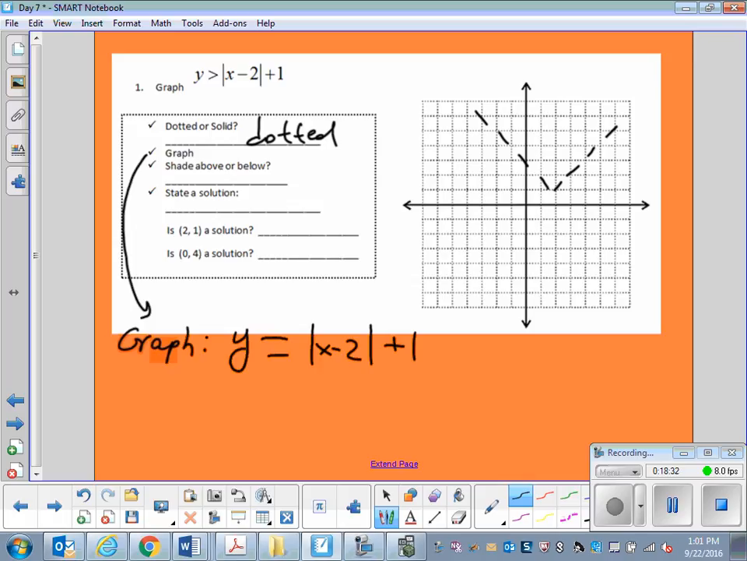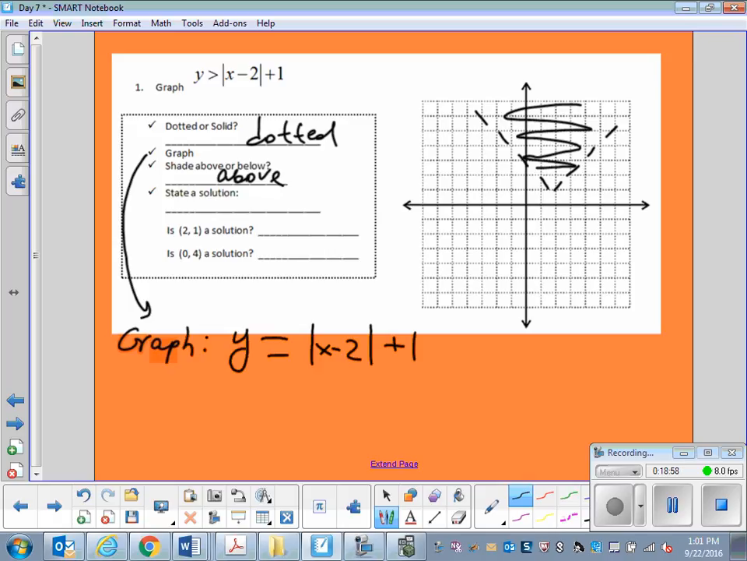So then I shade above or below? Above. Above, very good. Because I have the inequality for greater than. Yes, that's what we wrote down, right? Did you write it? Okay, so now state the solution.